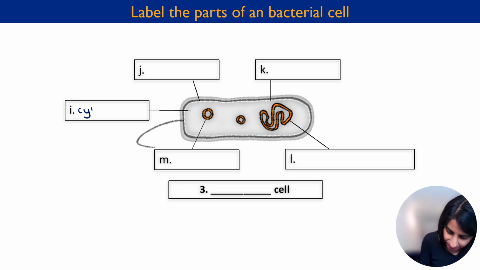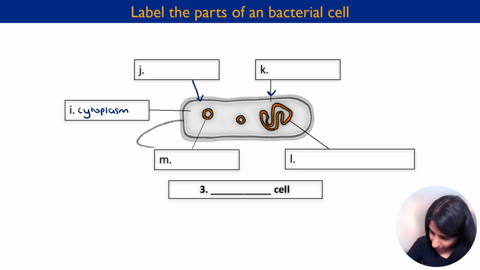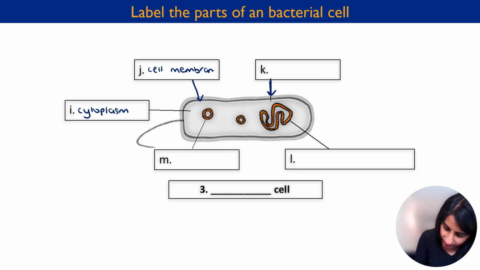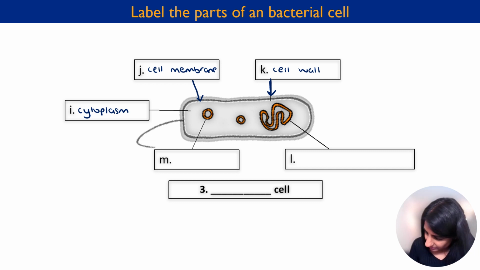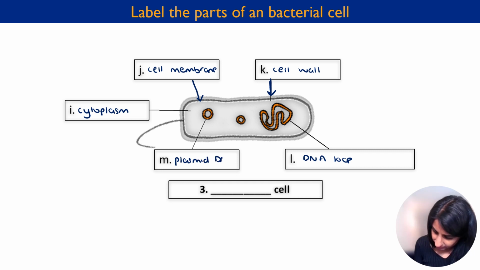We've got cytoplasm, now this is referring to the inside one. We have this one as the outside one. So we've got here cell membrane, cell wall, DNA loop, and plasmid DNA. And sometimes we have plasmid DNA ring, and this is a bacterial cell.